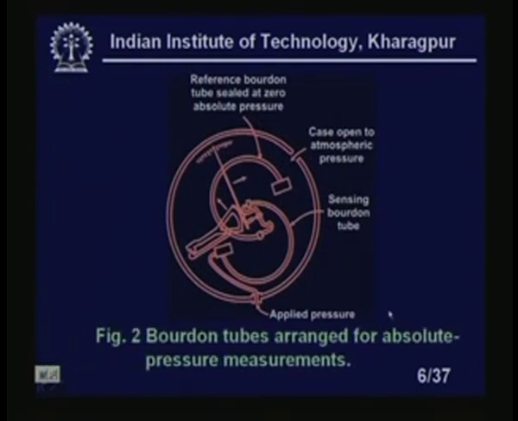this is the Bourdon tube arranged for absolute pressure measurements. You see what will happen here, we have a case open to atmospheric pressure, we have a sensing Bourdon tube here, okay. This is the applied pressure here. So there are two C tubes actually connected back to back. Now the reference Bourdon tube is sealed at 0 absolute pressure. I mean it is totally evacuated and sealed, there is no free end, that means there is no question of giving any input to this, right? Whereas here I am giving the input. So there is a free end, and this is a closed end, right.